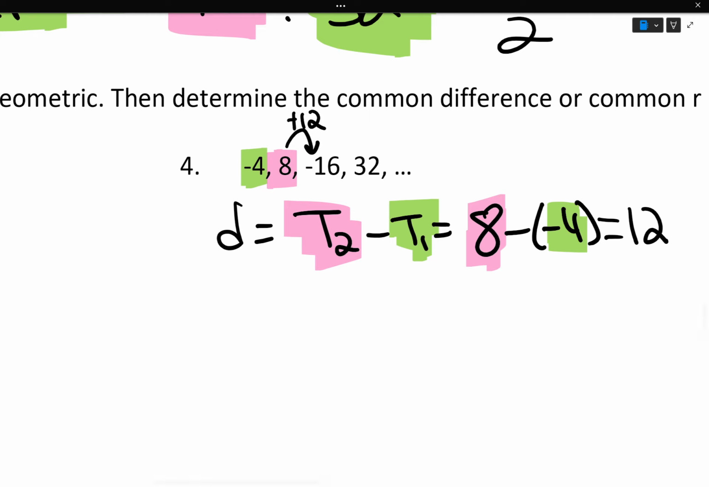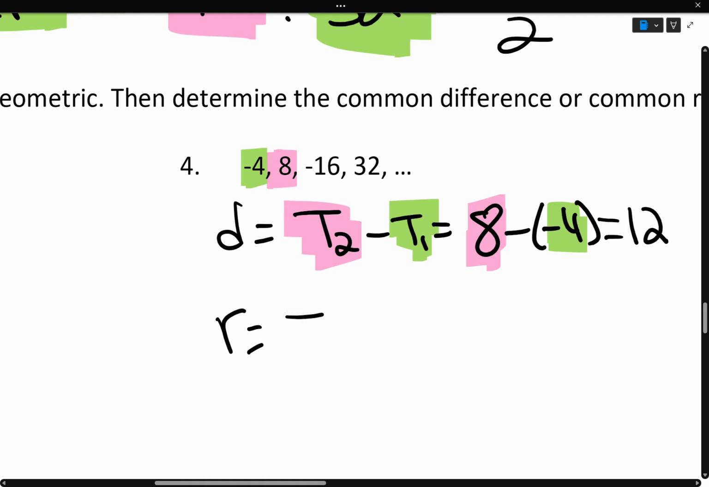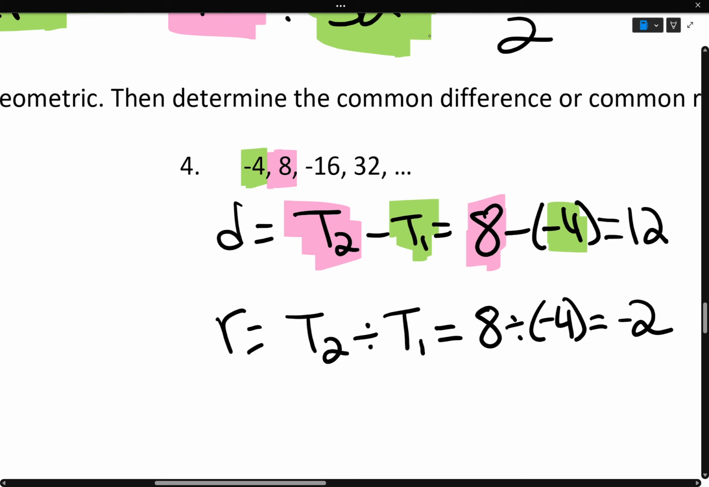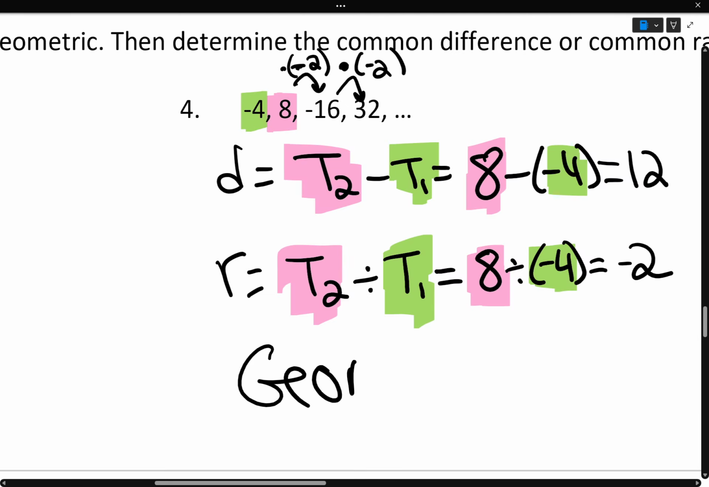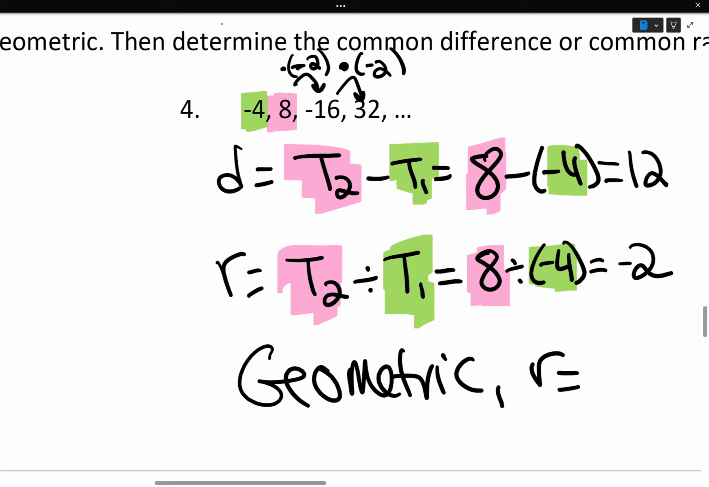We still have to make sure that it's geometric, because what if it's neither? So, common ratio, term 2 divided by term 1. So this time we have 8 divided by -4, which is -2. Well, let's check it out. Is 8 times -2 -16? Yeah. Is -16 times, I don't know why I almost wrote 12, times -2 32? Yes. All right, so it's geometric. R equals -2.